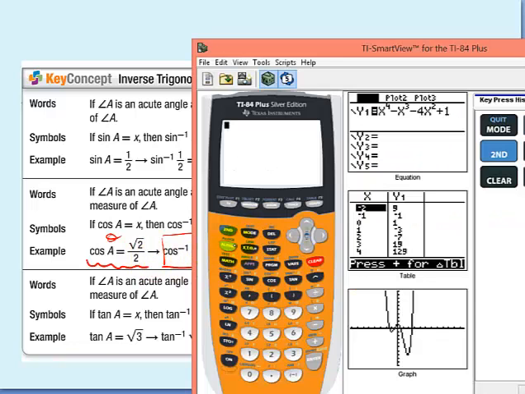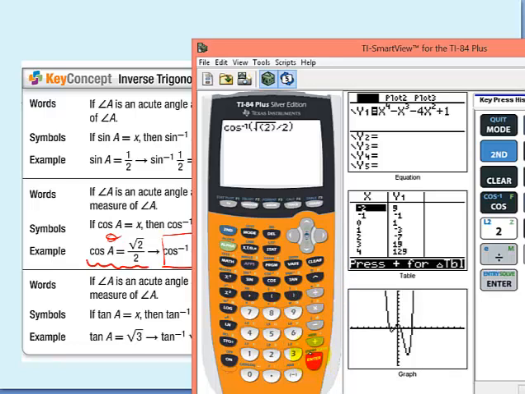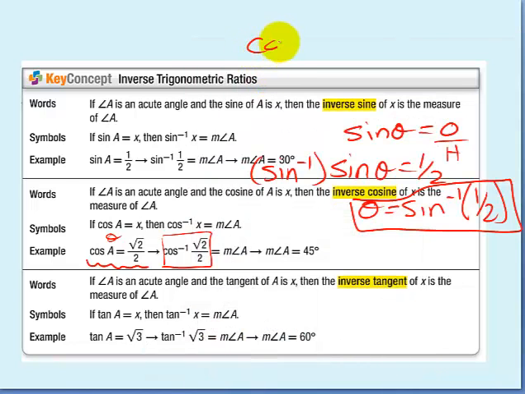So to find the inverse of cosine, I'm going to do second cosine, and then that question had root 2 over 2. So second square root of 2 divided by 2, which is 45 degrees. So what we're saying is that a 45-degree triangle has a ratio, so cosine 45 degrees is equal to root 2 over 2.